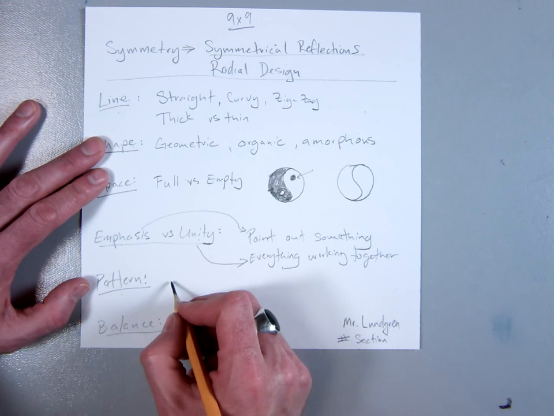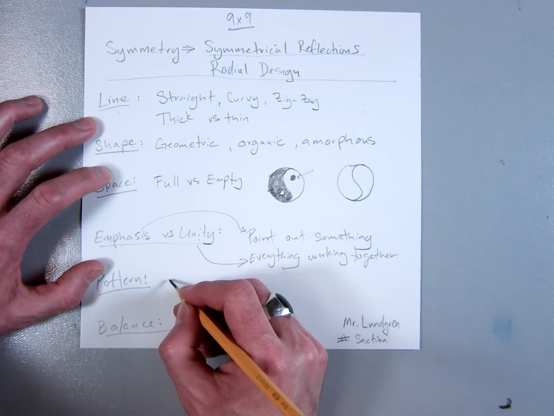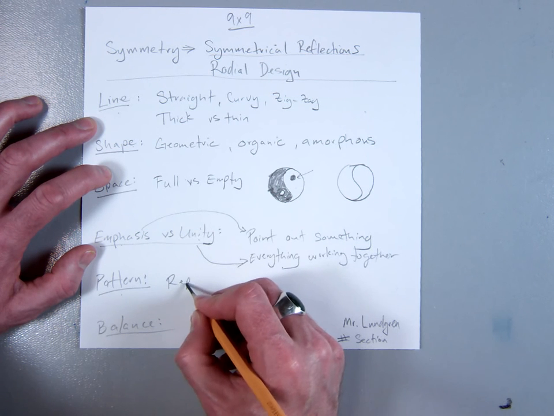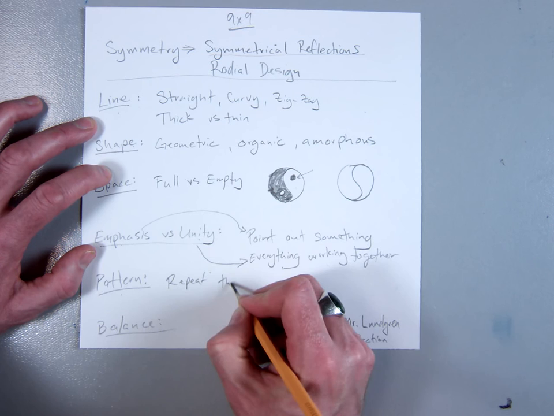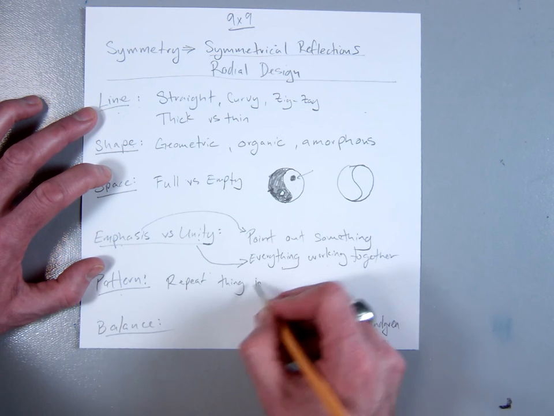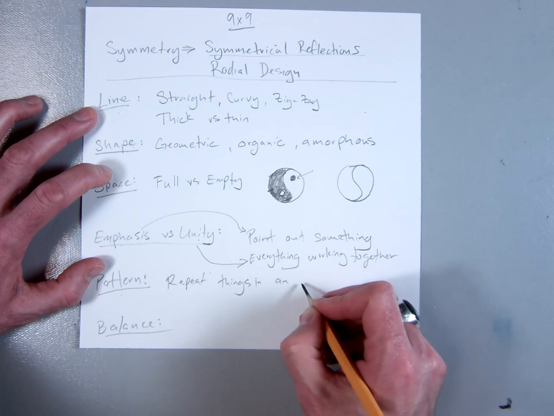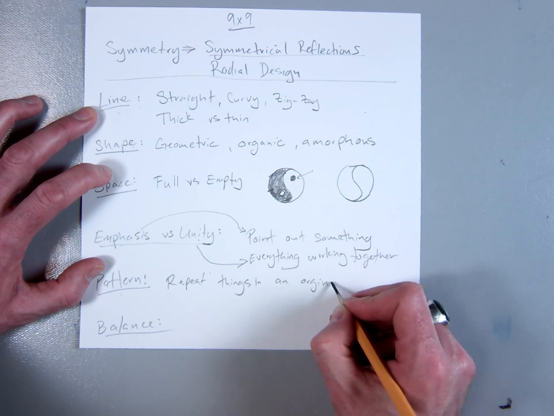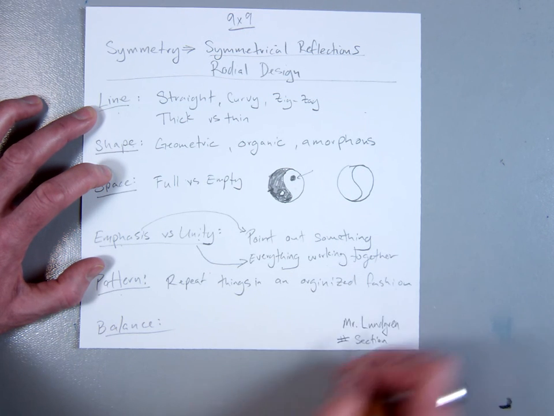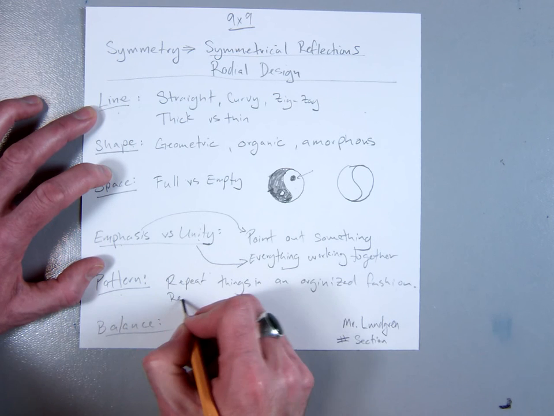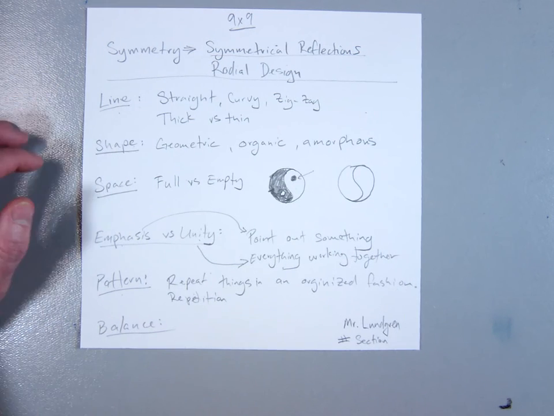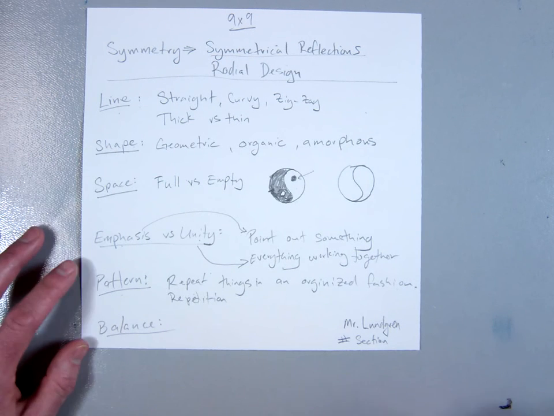Okay, and pattern. Radial design has a lot of pattern because you're going to repeat things. So pattern is usually when you repeat things in an organized fashion. All right. Now you can use repetition, where you're going to repeat something but maybe not make a pattern out of it.